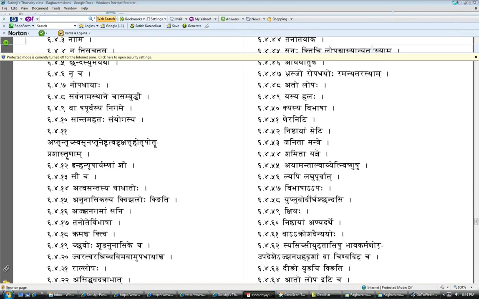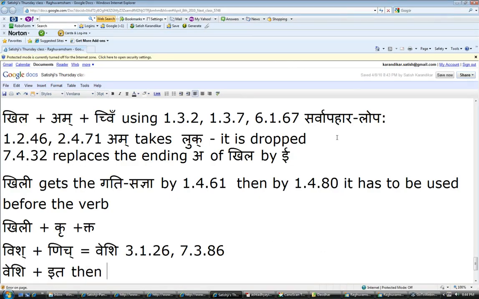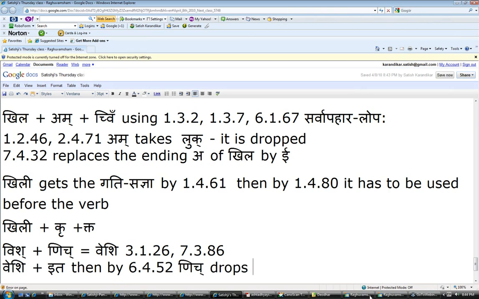So by 6.452, the E of Veshi, the ending E, the niche, or actually just say niche drops. Just put it like that. The niche drops. So okay, then we got Veshita. So that is the form. Again, no commentary by Mallinatha because we are supposed to know all of this. So he doesn't give us any of this. So niche drops. So let's go back to here.